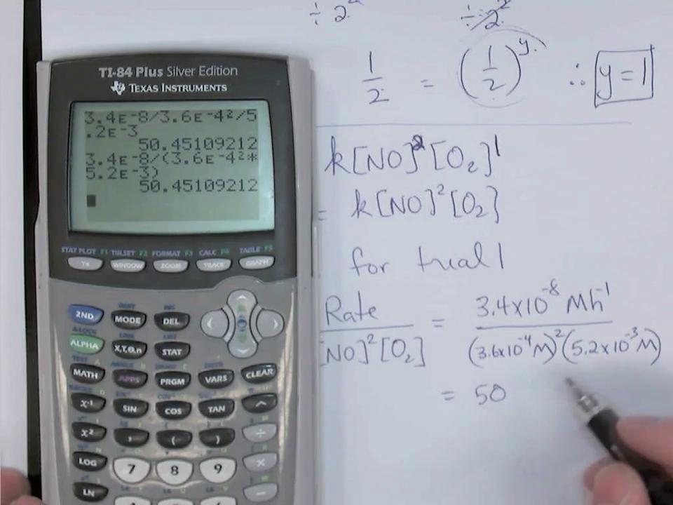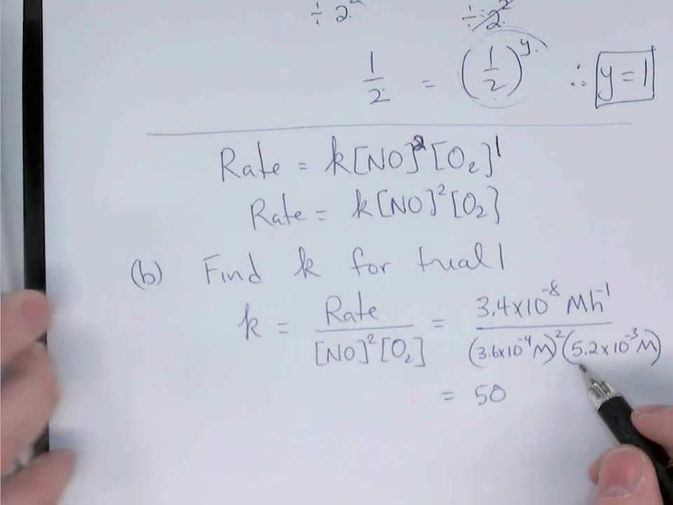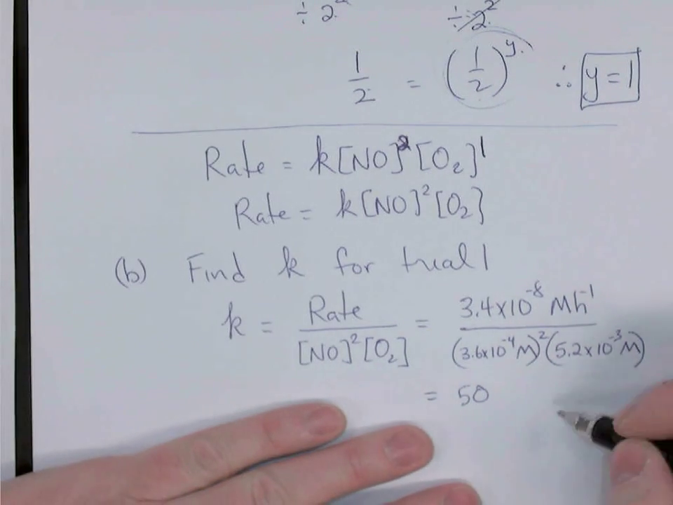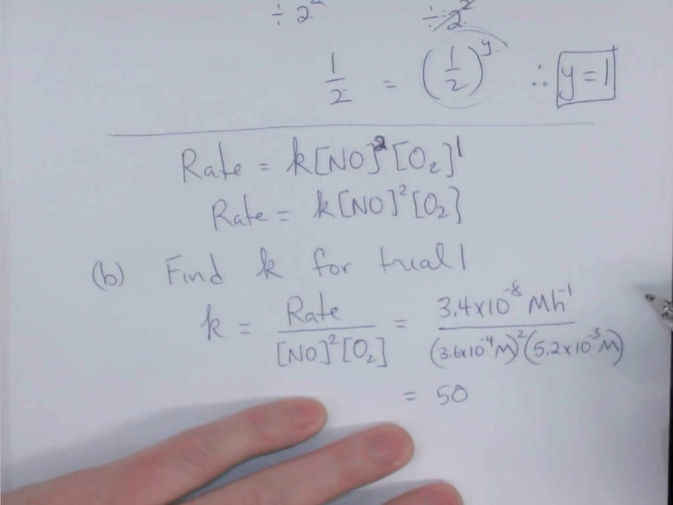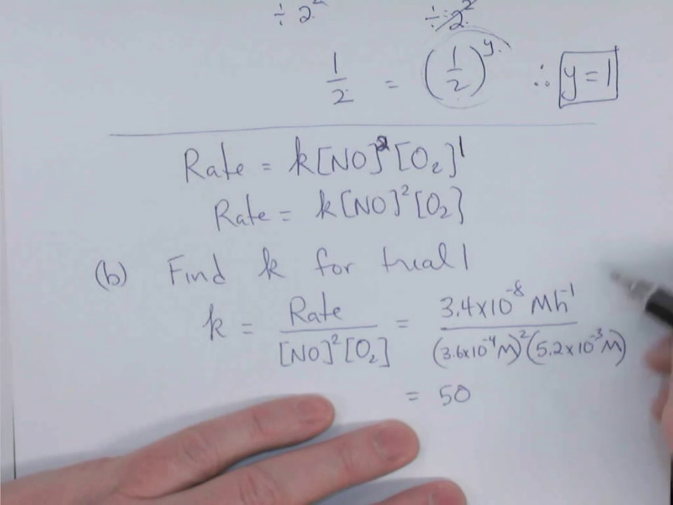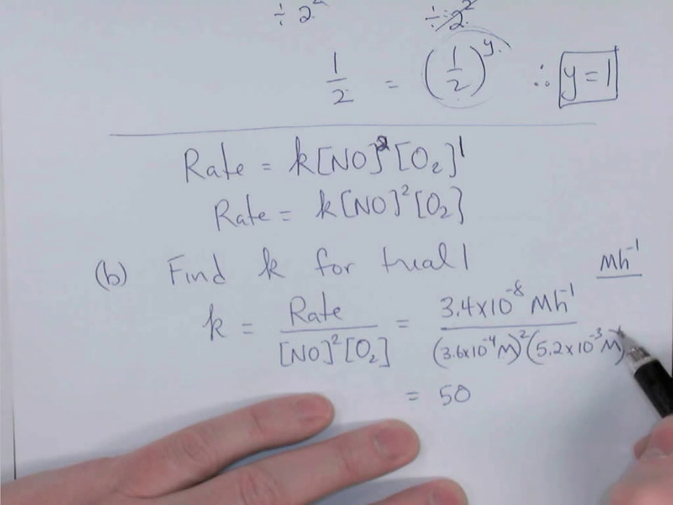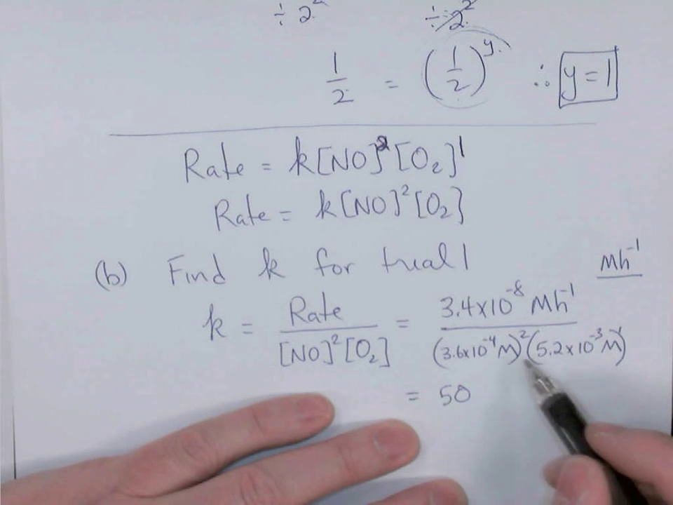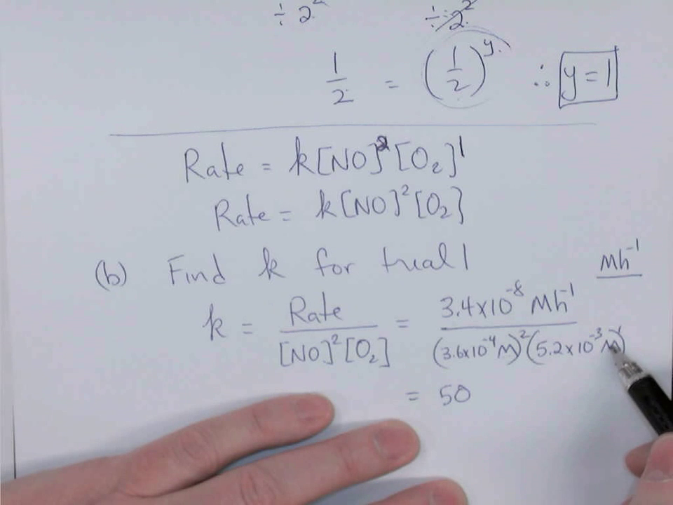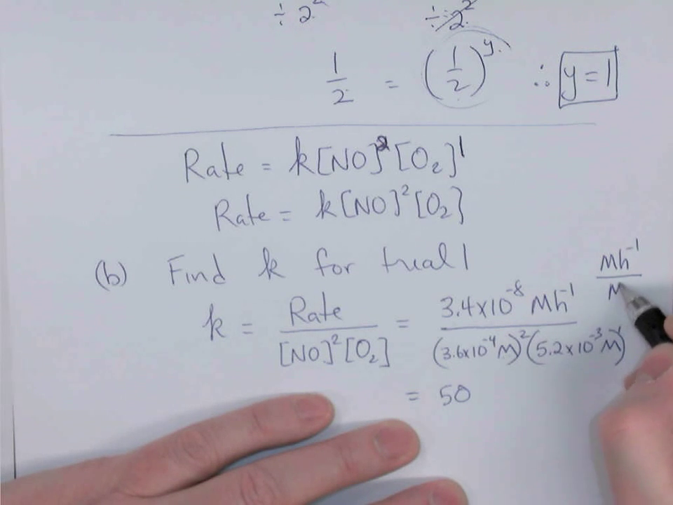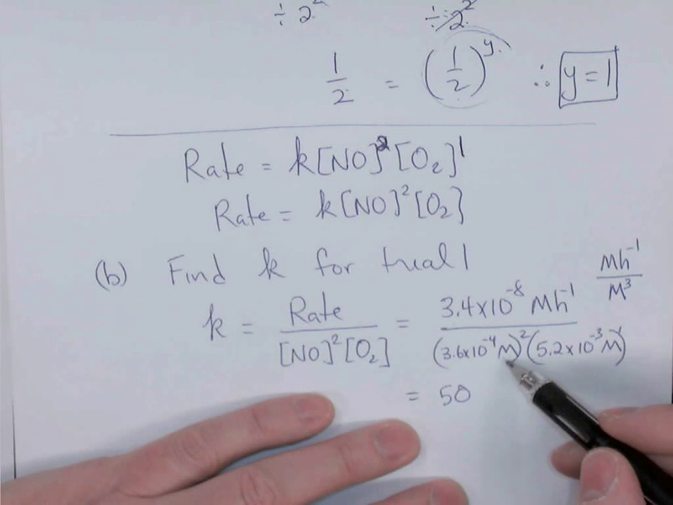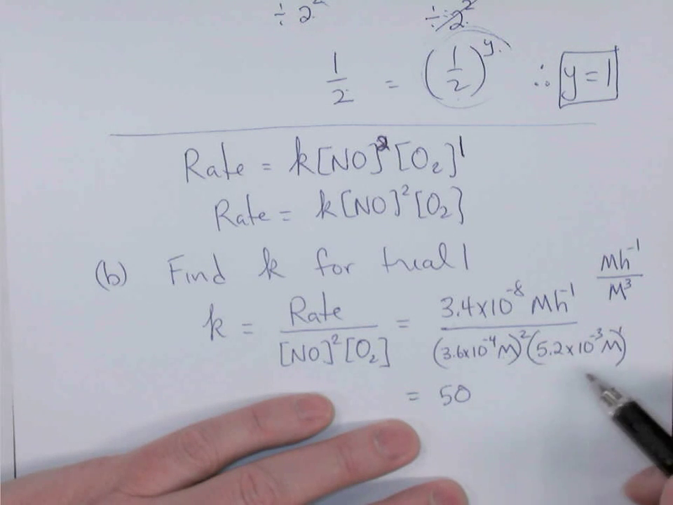Now, the units for the rate constant are really important to include with the answer. Let's see what we get. On the top, we have a molarity per hour. On the bottom, we have molarity squared times molarity to the power of 1. M to the 2 times M to the 1 gives me M to the 3, right? Using grade 9 math, you add the exponents when you're multiplying powers with the same base.